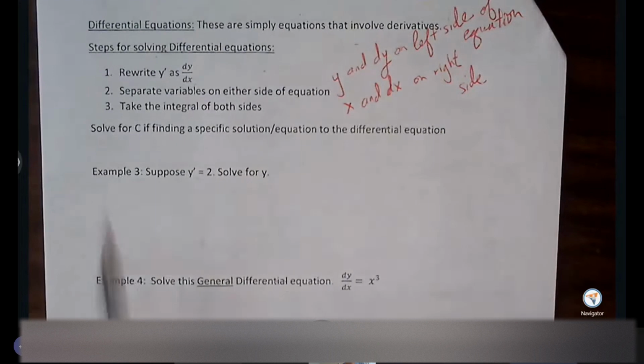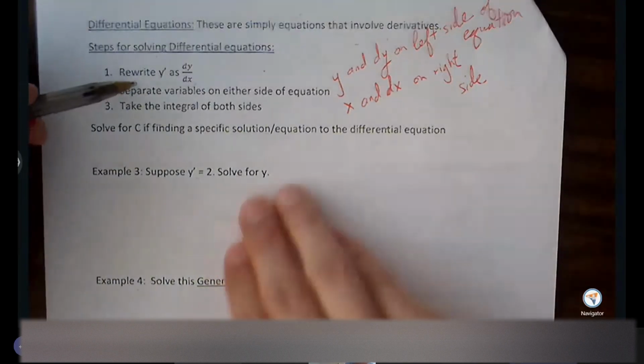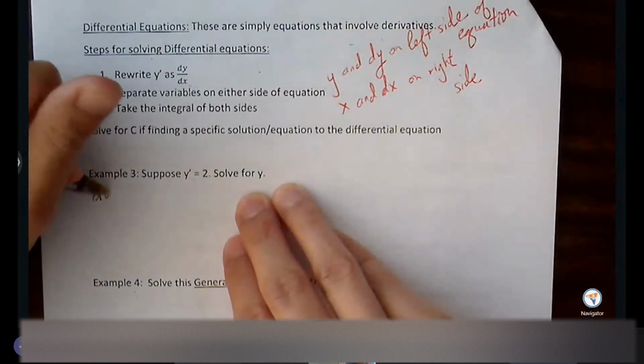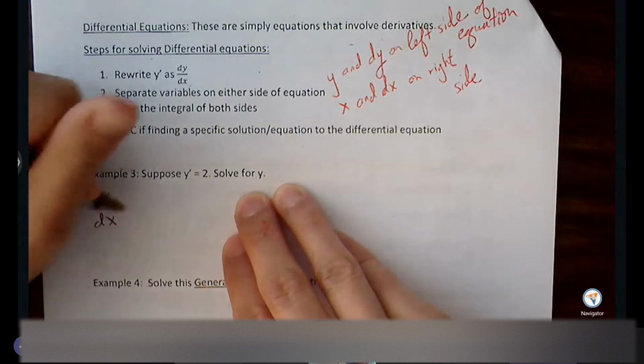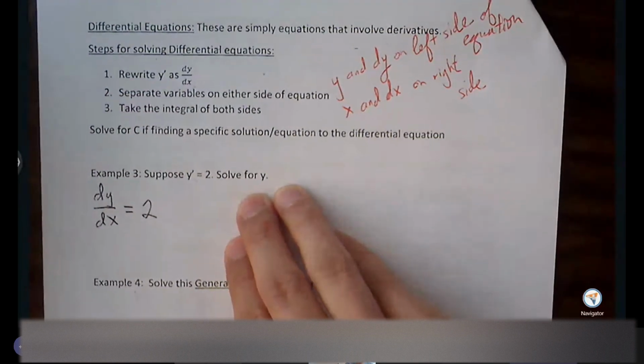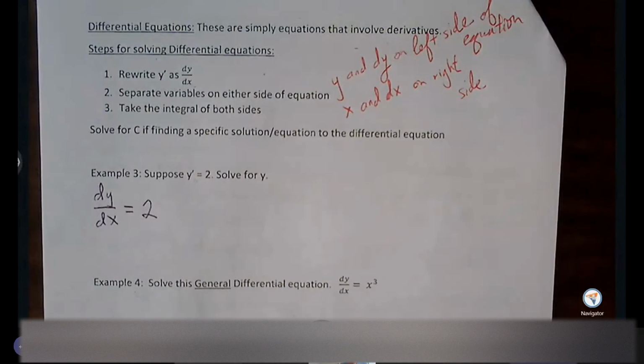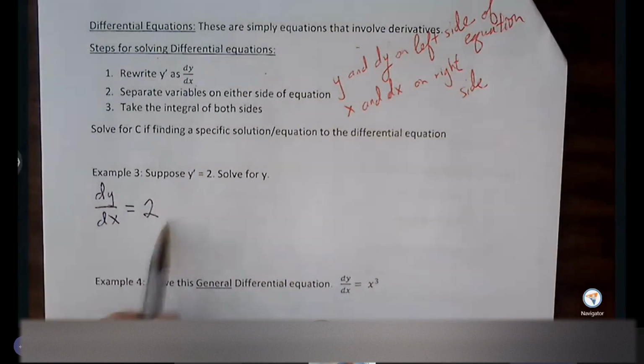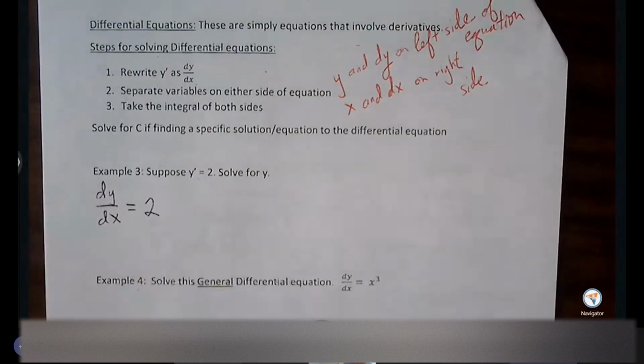All right, so let's look at example 3. Suppose y prime is equal to 2, solve for y. So let's rewrite y prime as dy dx. I'm going to separate the variables. So I want the y's on the left side. I want the x's on the right. So I'll just go ahead and multiply this dx over to the right side.